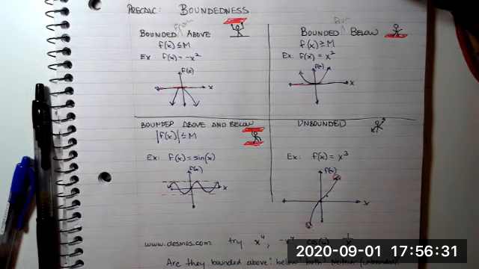So what you can do now is you can go to Desmos and you can try separately, try x to the 4th, negative x to the 4th, cosine of x, and 1 over x, and see if they're bounded from above, below, both, or neither.